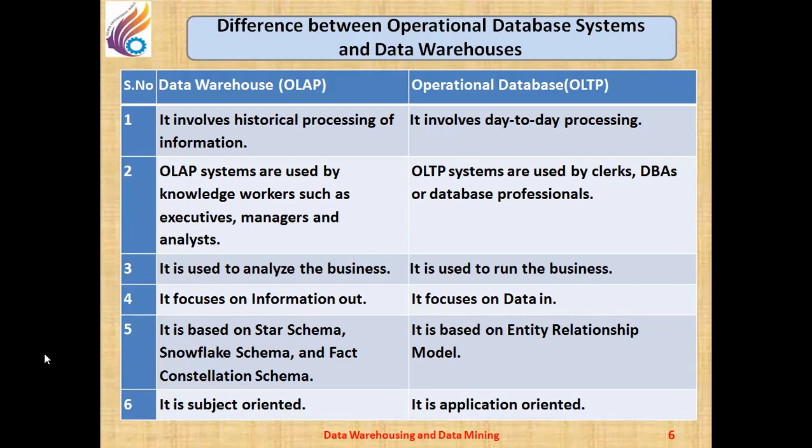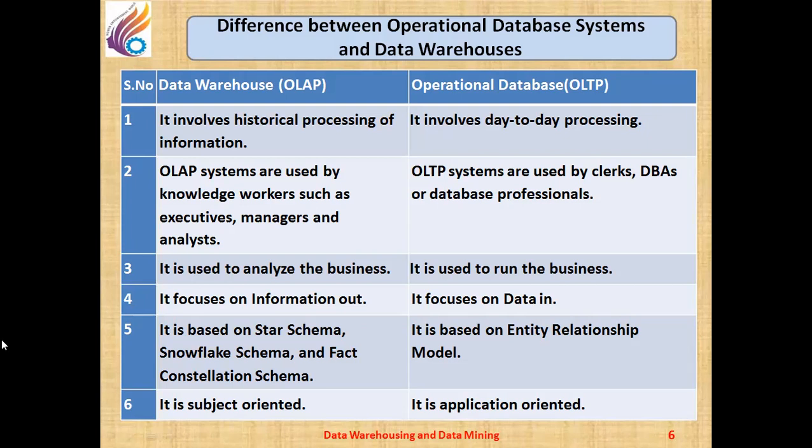And the other difference here is OLAP systems are used by knowledge workers such as executives, managers, and analysts. So what does this mean? We are using OLAP for decision making. Who does the decision? The decision is taken by the executives, managers, and analysts, right? And OLTP systems are used by clerks, DBAs, or database professionals. Okay, so this is being used by very few people, that is DBAs, who create the database. OLAP is used to analyze the business, and OLTP is used to run the business.